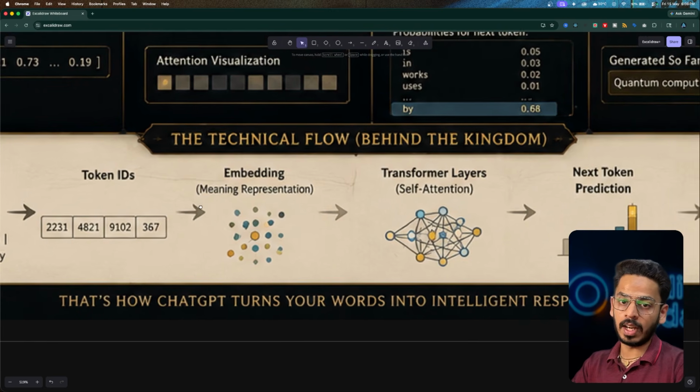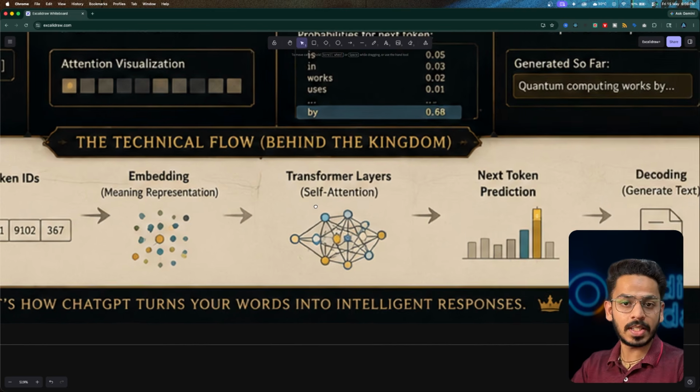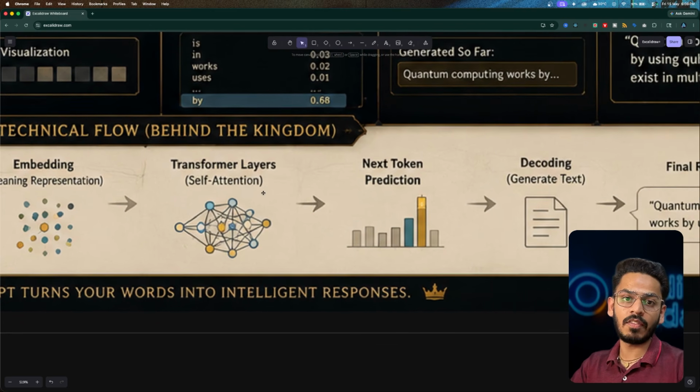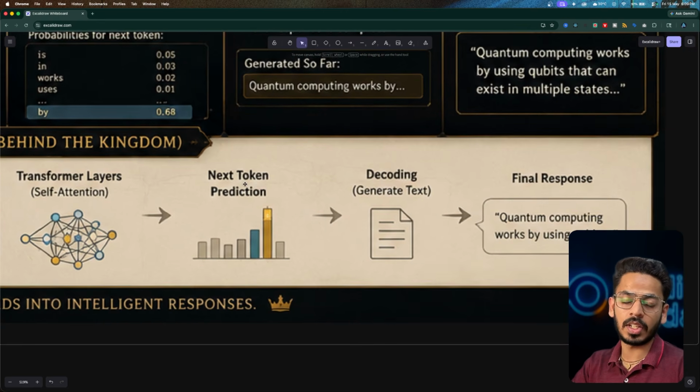Once the token IDs are converted, these are then converted into a numerical representation called embeddings, where we have a meaningful representation between the tokens. Once the embeddings are generated, we have the self-attention mechanism, where the transformer layer will understand the meaningful context between the embeddings and help us generate the next token. This is where the next token prediction comes. We find out the next word that we need for completion of the response.